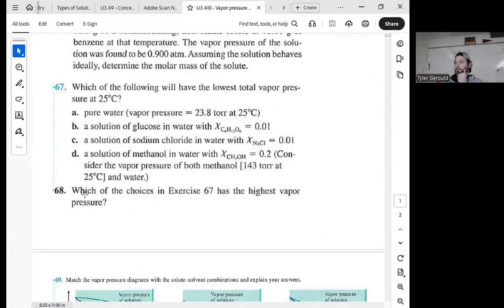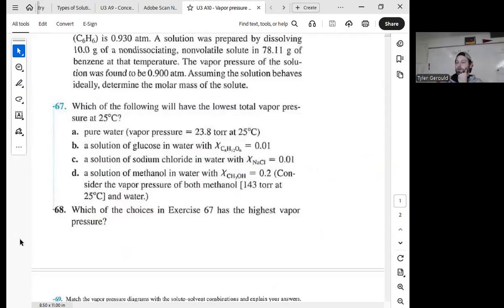So 67 to 68. We are trying to figure out how each of these solutions would affect vapor pressure, and which would have the lowest vapor pressure. Low vapor pressure means a high number of ions, or a high amount of solute, which means the vapor pressure is going to go down. So these are opposite each other. We have pure water, so we have some standard here to set. Anything we add to water should bring that vapor pressure down.